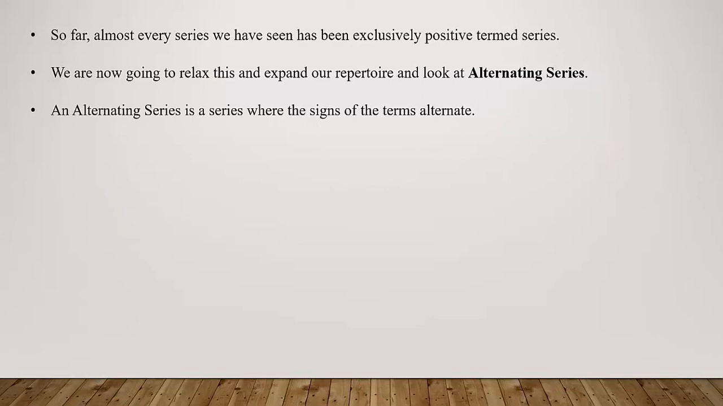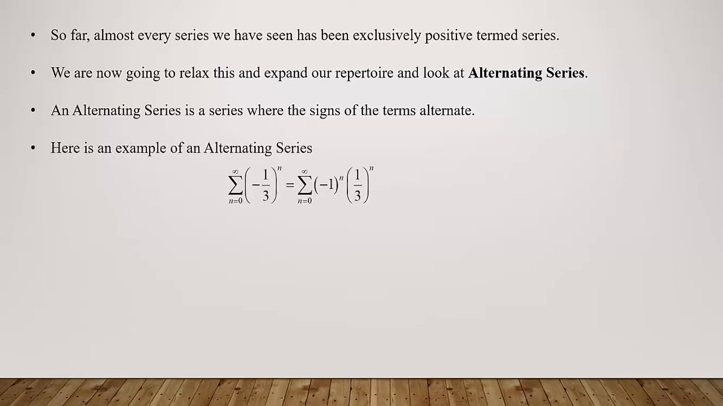Those are alternating series. If you encounter a series where the terms go positive, negative, negative, negative, etc., that is not an alternating series. An alternating series is a series where the signs of successive terms will alternate between positive and negative. So here's an example of an alternating series.